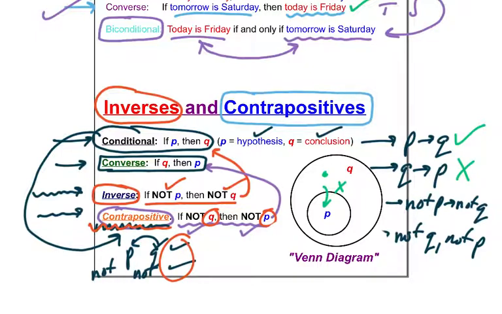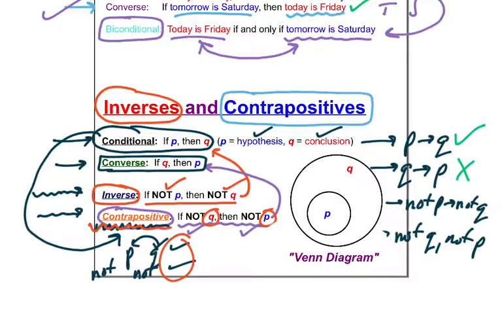Could you find one though? Could you pick a point in Q that is also in P? And I think I found it right here. This point right here is in Q. Oh, and it's therefore also in P. So you can find a place and a way to make the converse true, but it's not always going to be true.